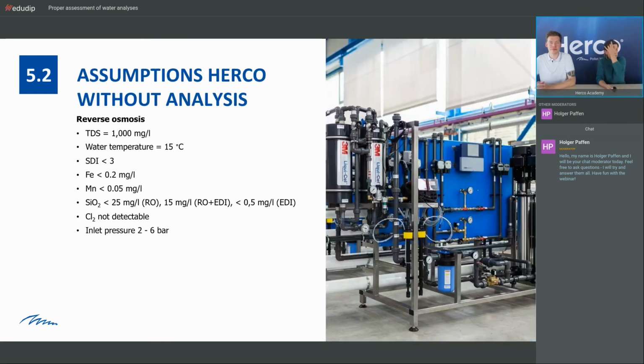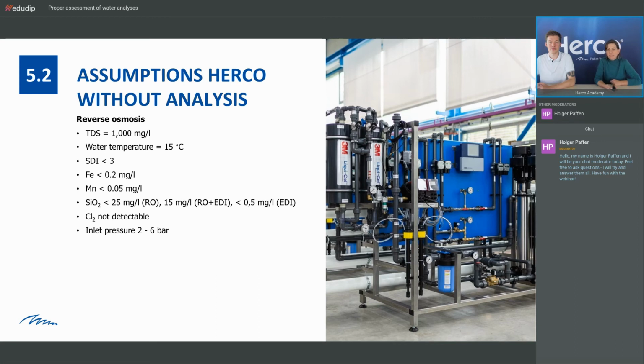Now what happens if we don't get an analysis, which is also often the case? We usually assume for the design of our reverse osmosis units a TDS of 1000 milligrams per liter, a water temperature of 15 degrees, as René mentioned, and a silt density index of 3, that means no huge fouling potential, or scaling potential rather. That iron and manganese are already removed according to the specifications of drinking water treatment, so under 0.2 or under 0.05.